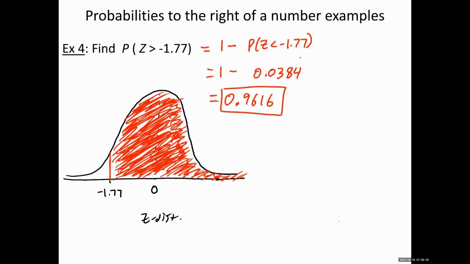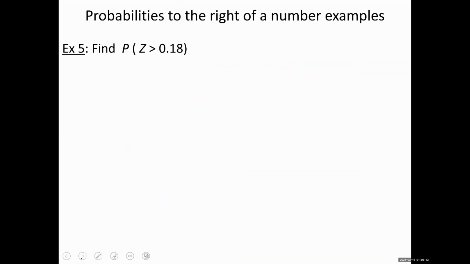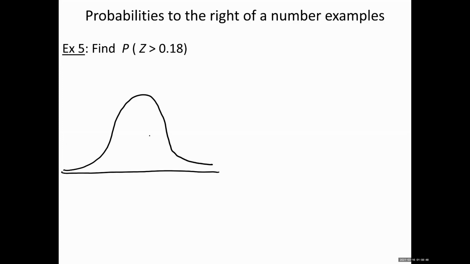That's example 4. We're going to do one more like this, but any questions on example 4? Okay, so example 5. Example 5, probability z greater than 0.18. First thing I'm going to do, draw a picture. Number line, z distribution, dotted line here, 0, label it z distribution. Okay, so you always start off with a picture like that when it says z.